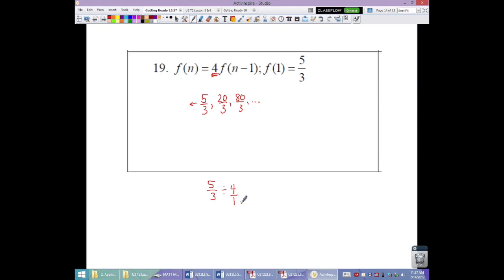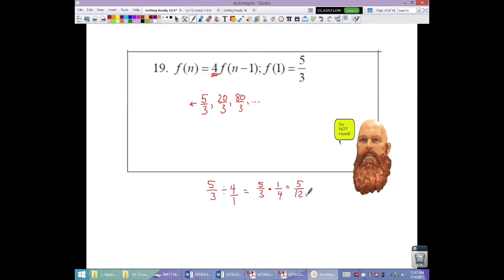Again, that's 4 over 1. And to divide fractions, you multiply by the reciprocal. So 5/3 times 1/4 is 5 over 12. And that does not simplify. Please do not make it a decimal. The decimal that you would round to is not the same thing. So the 0th term is 5/12.